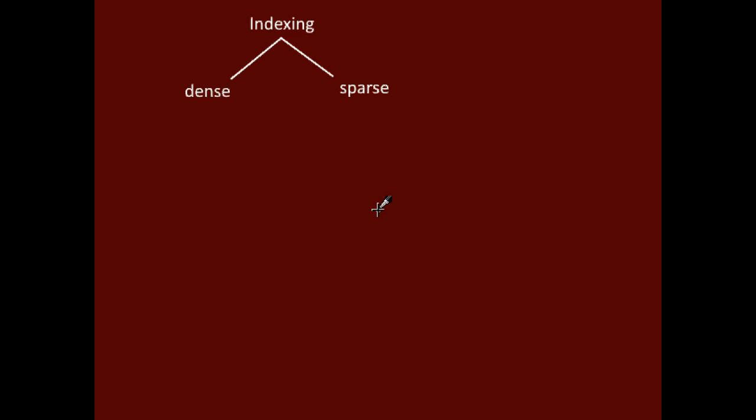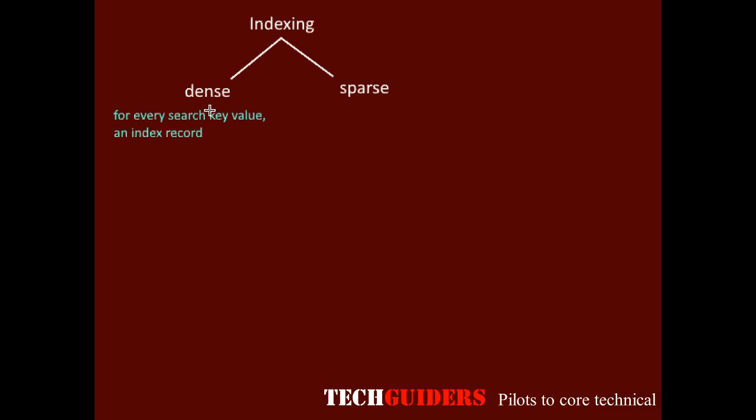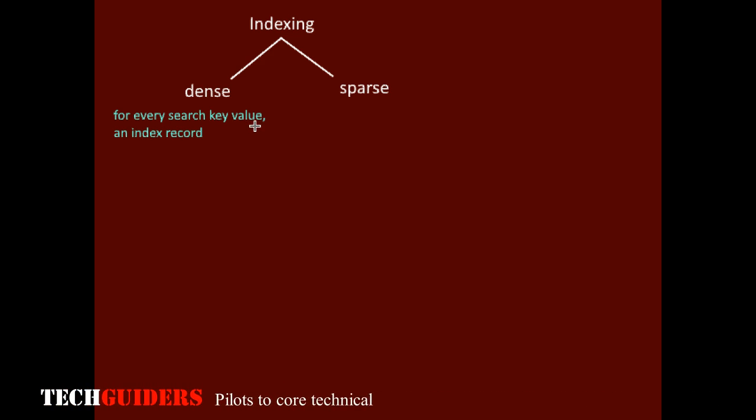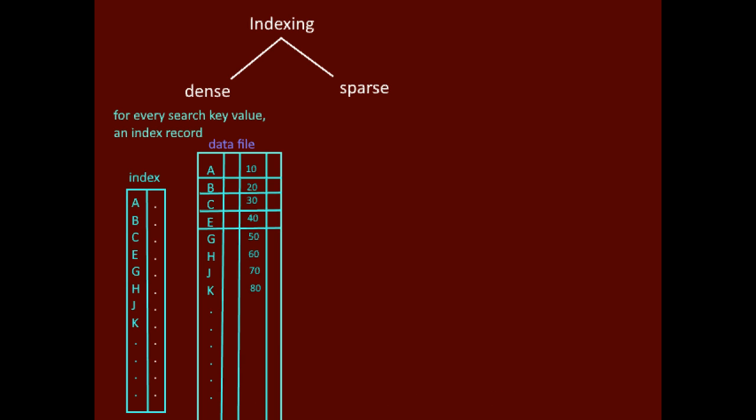Next, let's see the classification of indexing. One way of classification is dense indexing and sparse indexing. What is dense indexing? If for every search key value we maintain an indexed record, then it is called dense indexing. Consider this example. We know that every index entry consists of two fields. One field is the index search key and the other field is the pointer to the record or to the block containing the record corresponding to this search key.